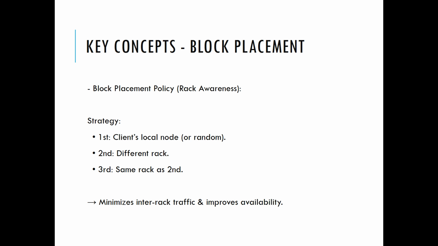1. The first replica is placed on the same node as the client, if possible, or on a random node if the client is outside the cluster. 2. The second replica is placed on a different rack. This ensures that if an entire rack fails, we don't lose all replicas.